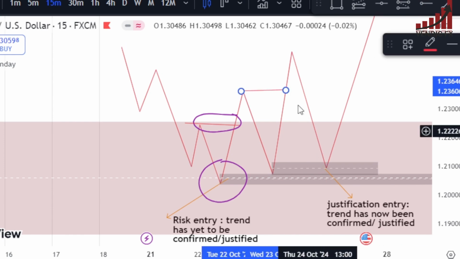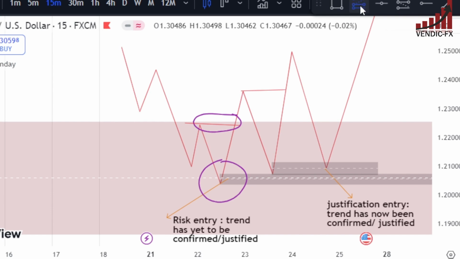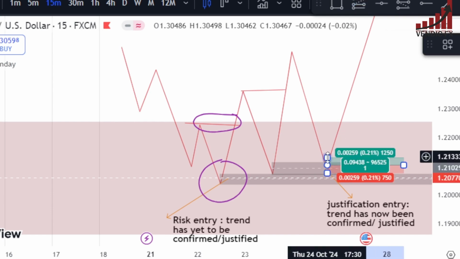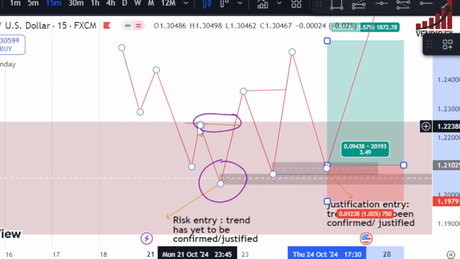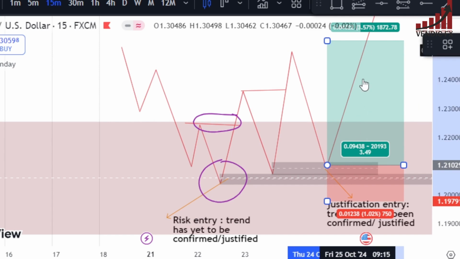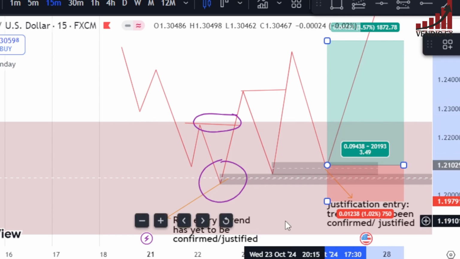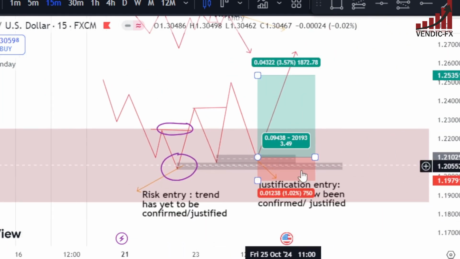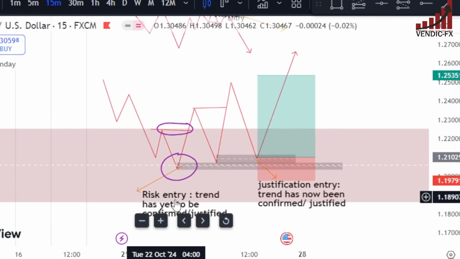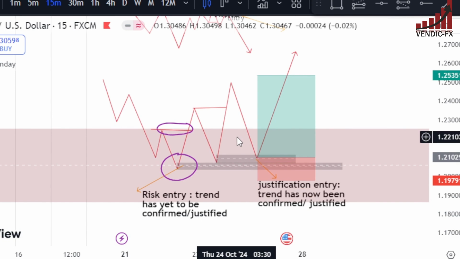As the market is coming back, this is another perfect entry for you to enter. In this kind of entry, you are very sure that the market is reversing, because there are almost two changes of character confirming that the market is really weak, so there's going to be a reversal. So this is how to get a justified entry from a risk entry. I believe this really explains it.